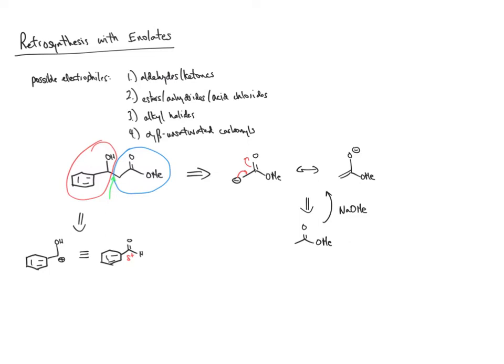So the reaction scheme that we would draw is the following. We would take methyl acetate, react it with sodium methoxide, and then benzaldehyde to give us the beta-hydroxy ester in this case, where we form this new carbon-carbon bond right here.